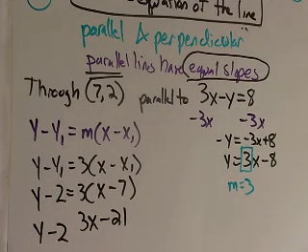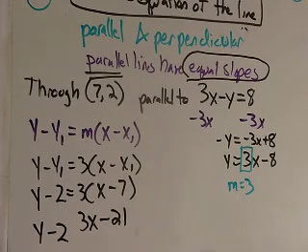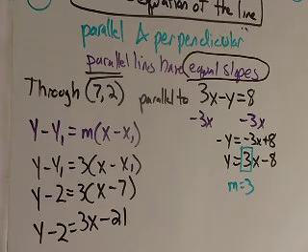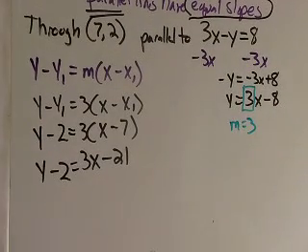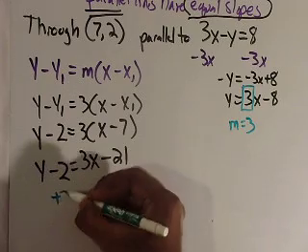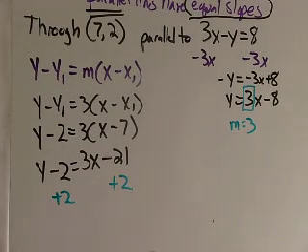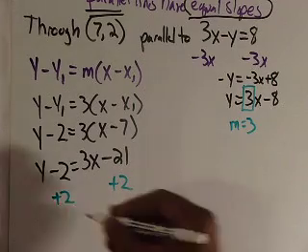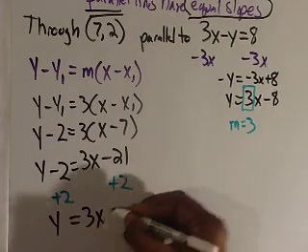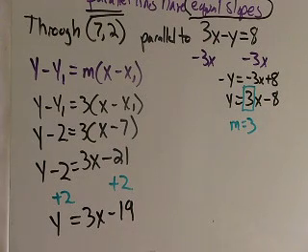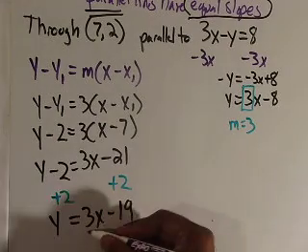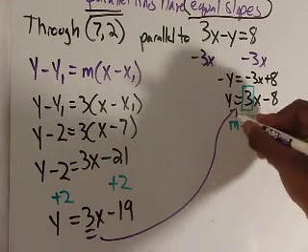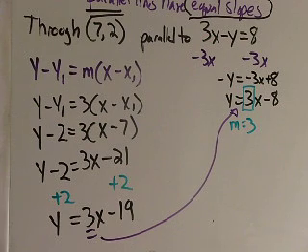And then what's the next thing I need to do? Add 2 to both sides. Oops, forgot my equal sign. Now add 2 to both sides. So when you add 2 to both sides, what do you get? Negative 21 plus 2 is negative 19. So y is equal to 3x minus 19. Notice how this slope is equal to that slope. Well, they're supposed to be, because remember, parallel lines have equal slopes.